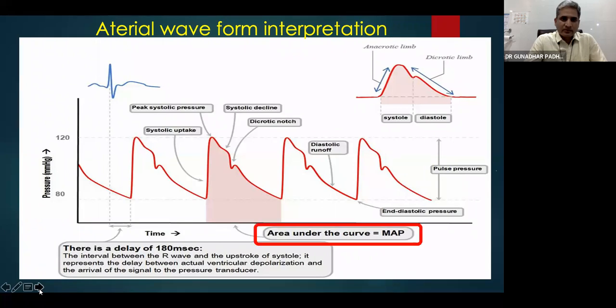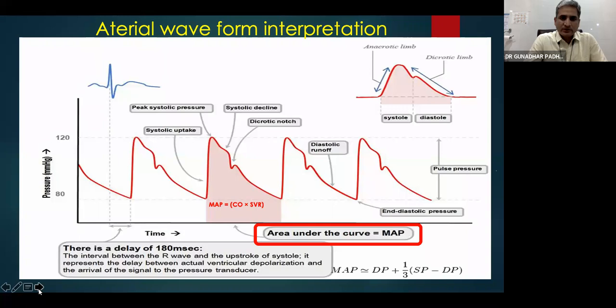And we see the area under the curve is nothing but the mean arterial pressure. So whenever you look at blood pressure monitoring devices, always look for the area under the curve. This gives an idea of the mean arterial pressure for that particular patient. So we know that the mean arterial pressure is nothing but cardiac output times systemic vascular resistance.